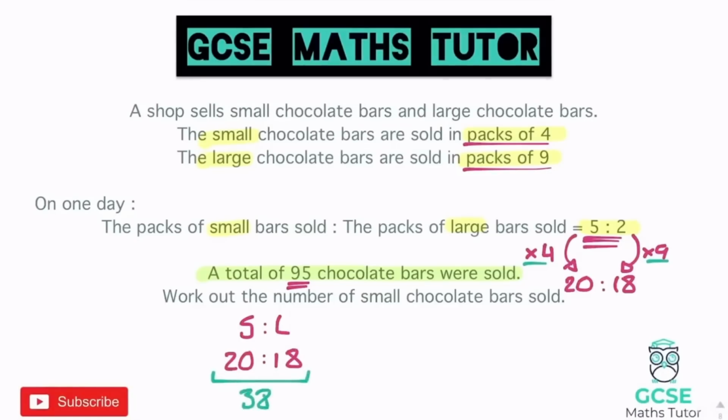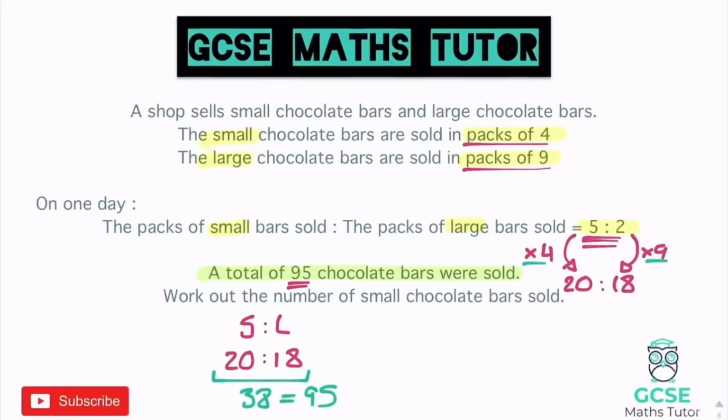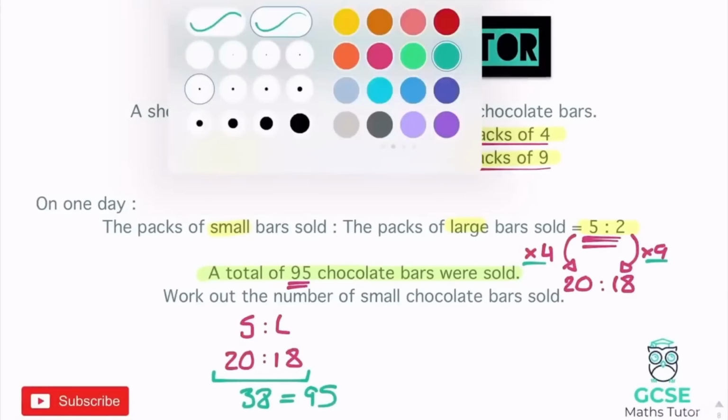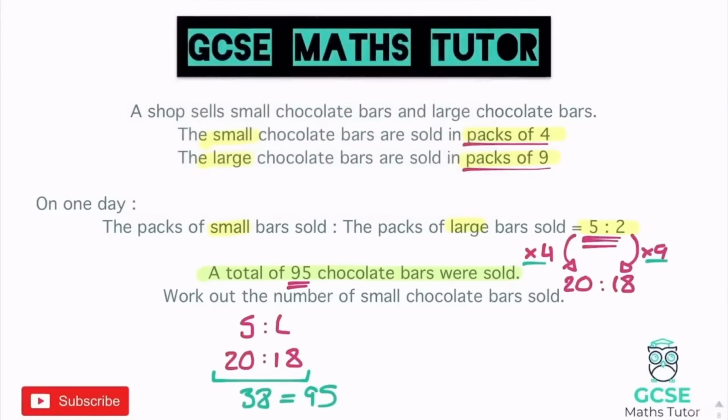So we've got 38 parts equaling 95. Now that's not very nice, because immediately in my head I'm thinking, hold on, 95 does not divide by 38. But let's go with it, let's see what happens. Let's write this to the side: 38 parts equals 95 chocolate bars. So we'll divide that by 38, so we'll get 1 part. And let's just see what we get. 95 divided by 38 gives us a value of 2.5.